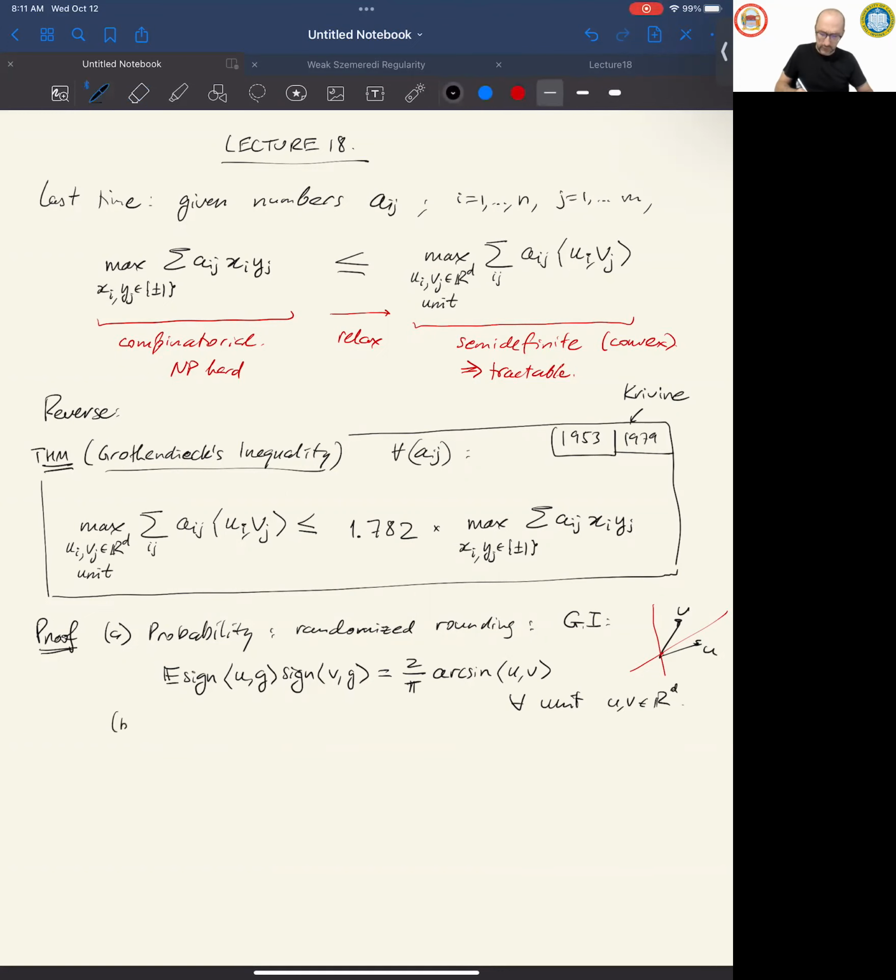That's the homework actually. In the homework, you're proving this rigorously. Okay, it's a two-dimensional exercise, basically. A trigonometry exercise. Okay, so that's Grothendieck's identity that we already did last time. It's randomized rounding. Okay, perfect.